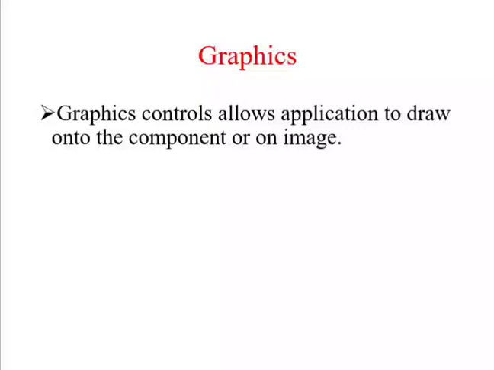Hello all. In this lecture we will discuss the remaining user interface components. First one is graphics. Graphics controls allow an application to draw onto a component or onto an image. Next one is the graphics control and description. First one is Graphics. It is the top-level abstract class for all graphics contexts.